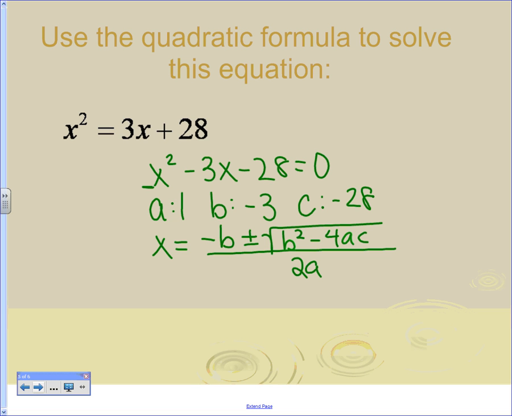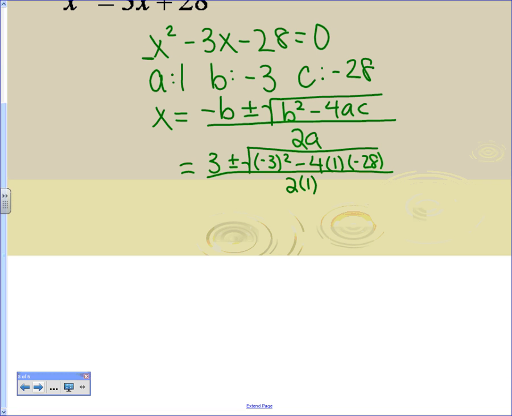Okay, so now what are we going to do? Plug them in. What is our negative b going to become? Okay, 3 plus or minus the square root of negative 3 squared minus 4 times 1 times negative 28, all over 2 times 1. Y'all see how that works?